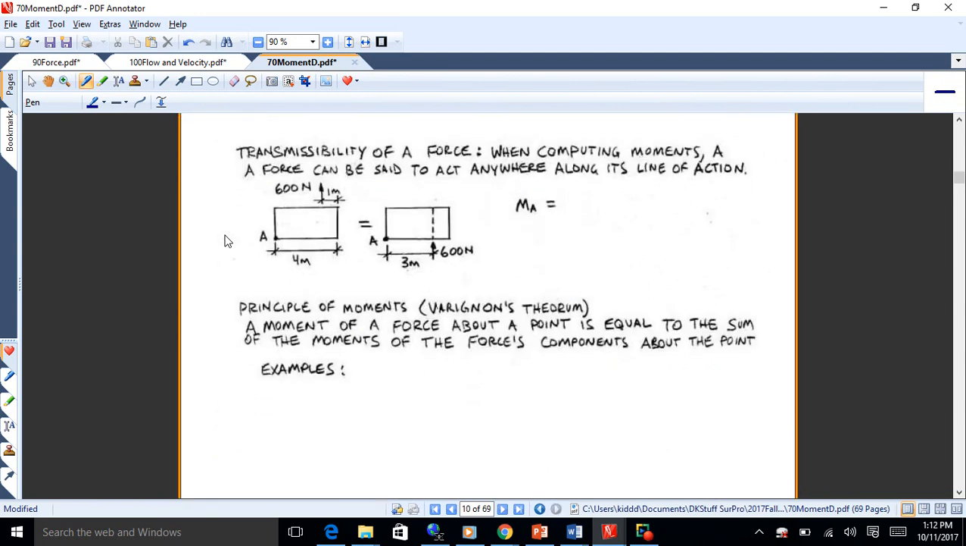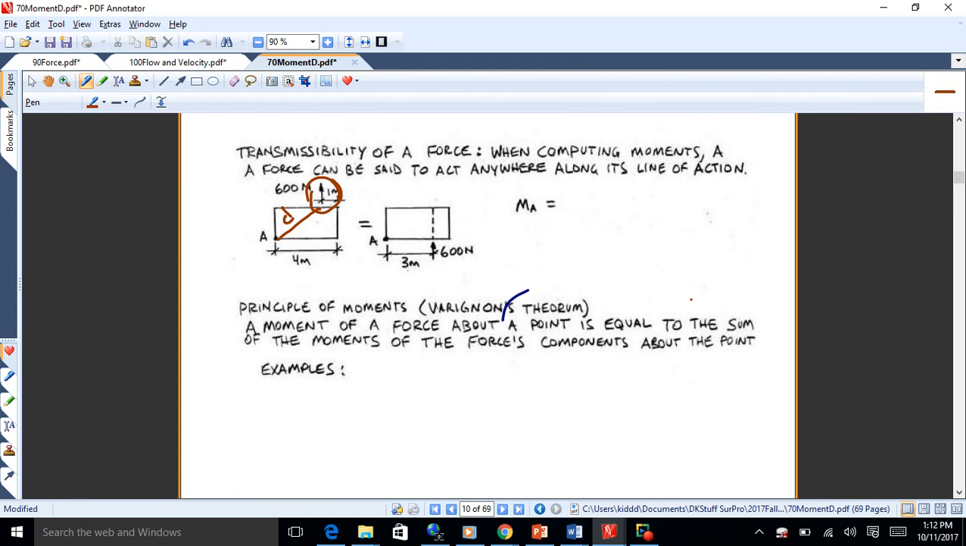All right, now we got a couple little extra things about this that we deal with. One of them is called transmissibility of a force. So let's say we've got this force up at the top as shown, and you want to find the moment of that about point A. Okay, now notice you don't have a direct perpendicular distance there from A to that force.